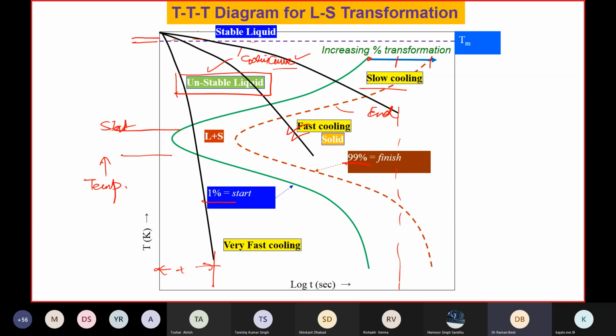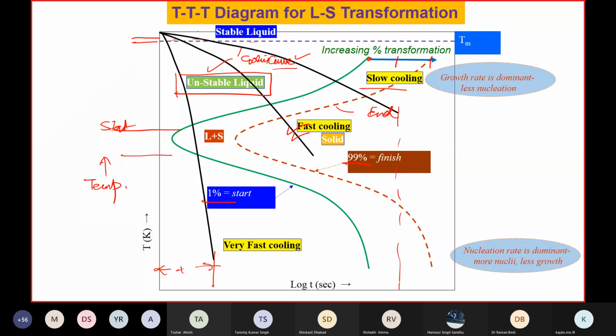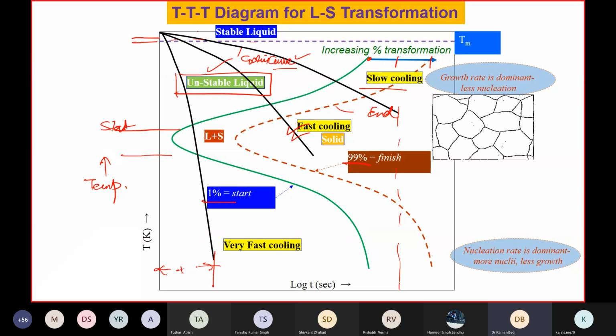The question is, what will be the difference in the grain size when you go for slow cooling or fast cooling or very fast cooling? The difference is that we already said that at temperatures near to the melting point, the growth rate is dominant and there is less nucleation. And at lower temperatures, nucleation is dominant and the growth rate is less. What is the result of that?